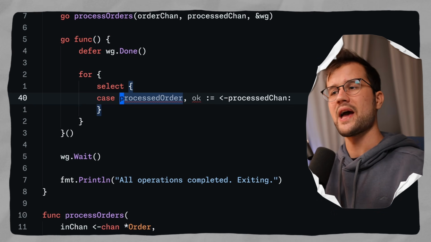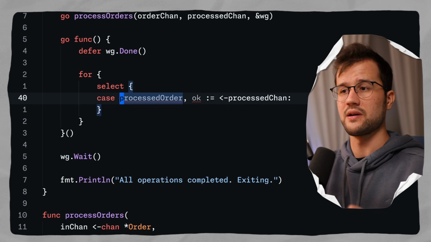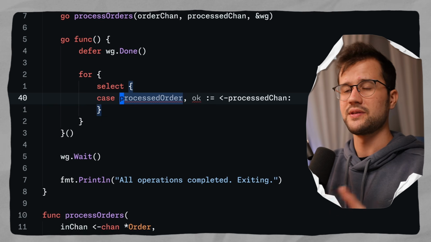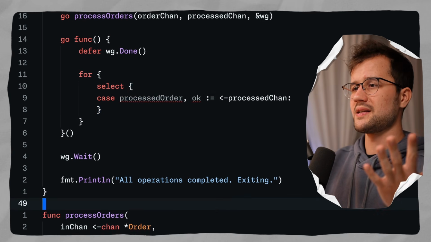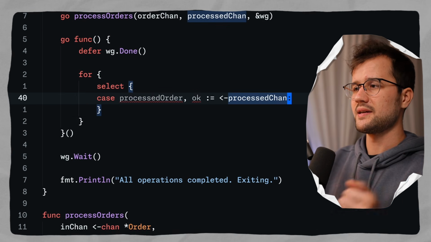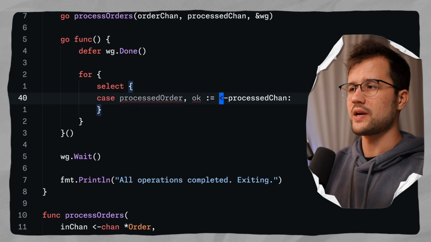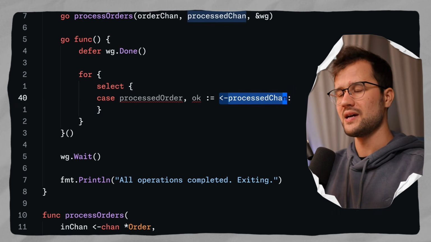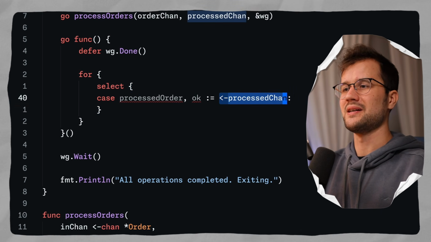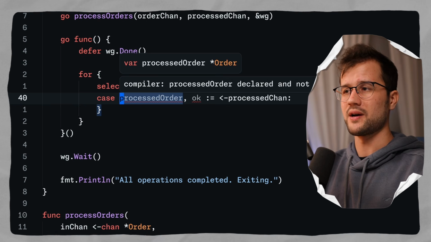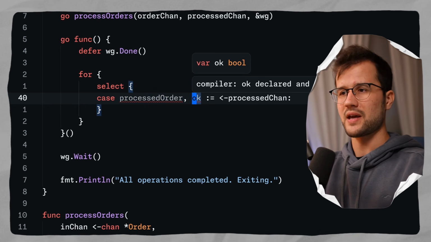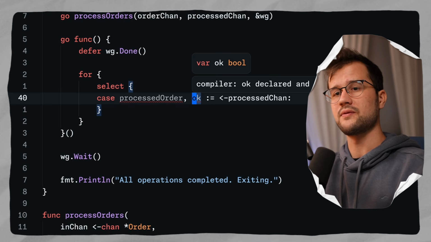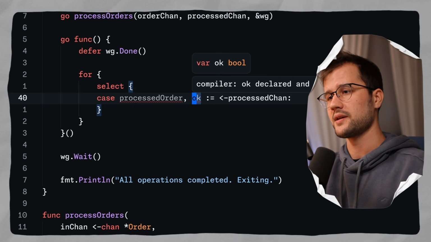Now, if we have a default case, which can be a thing in the select statement, this select becomes non-blocking and executes the default case if no channel is immediately ready. What I've said here in this case is basically we wait, right? We want to receive the data from our processed channel and we save this in the processed order. Now I've added another ok here, which in the end is a Boolean, and this ok really indicates if the channel has been closed or not, right?